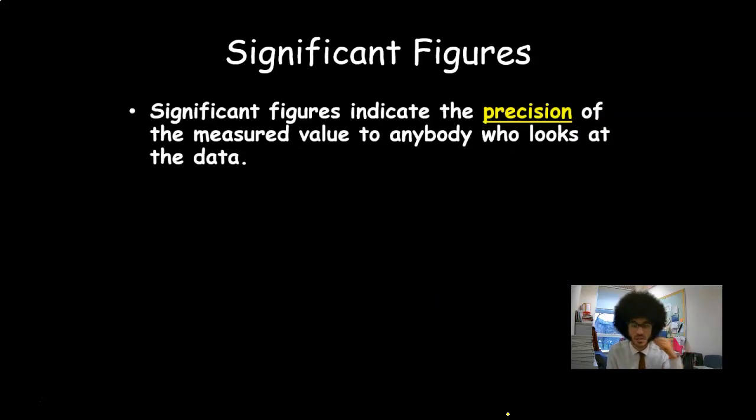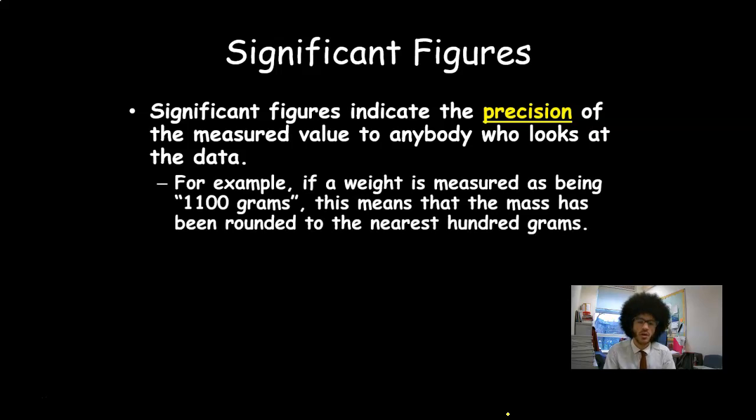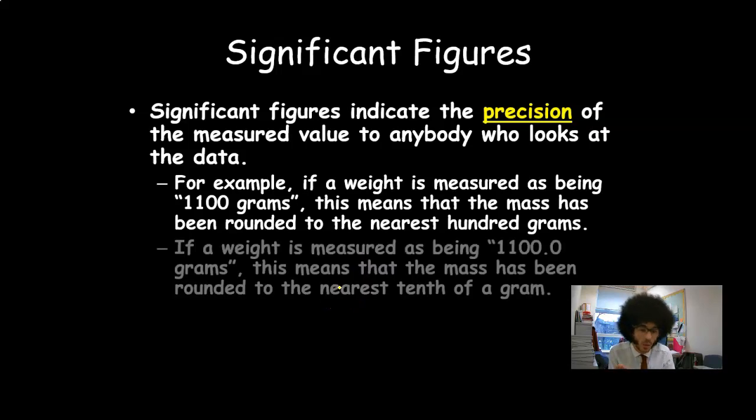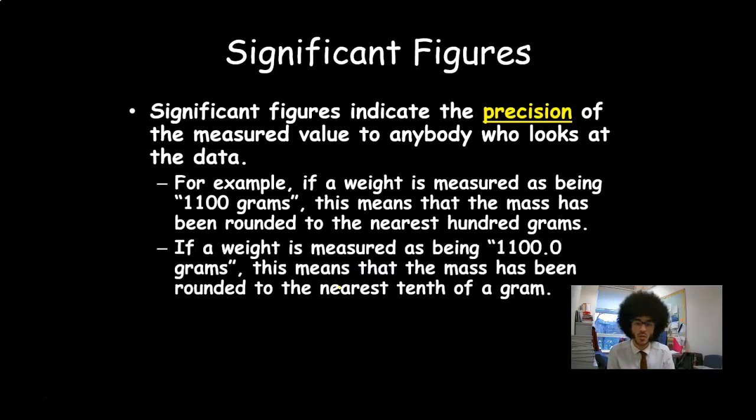Now, significant figures basically indicate the precision of the measured data to anybody who looks at that data. So for example, if I had a weight and I measured it as being 1,100 grams, that would mean that the mass has been rounded to the nearest 100 grams. It might be 1,085 grams or 1,112 grams, but it's been rounded to the nearest 100, which in this case is 1,100. However, if I measured a weight as being 1,100.0 grams, that means it's been measured to the nearest tenth of a gram, basically because of this 0.0.